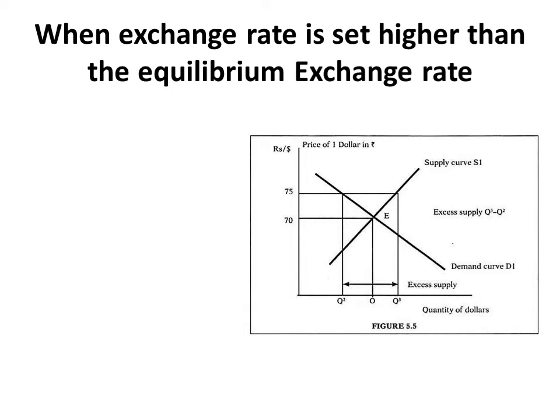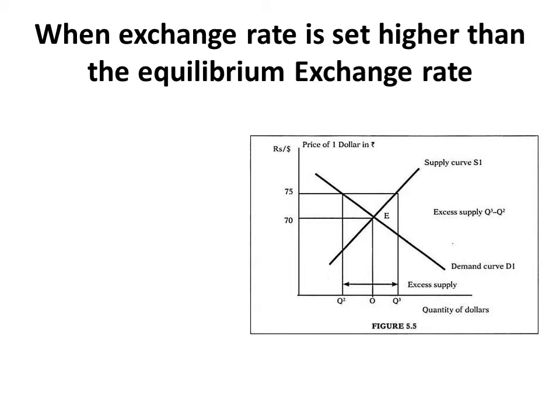If the exchange rate is fixed higher than the equilibrium exchange rate, look at the diagram. The equilibrium exchange rate is 70, where there is demand Q and supply Q, where there is equilibrium between demand and supply at point E. Now, if the government fixes the exchange rate at 75, what will happen? The demand will come down to Q2. There will be less of imports, less of foreign travel. So the demand for foreign currency will be lower as compared to supply.